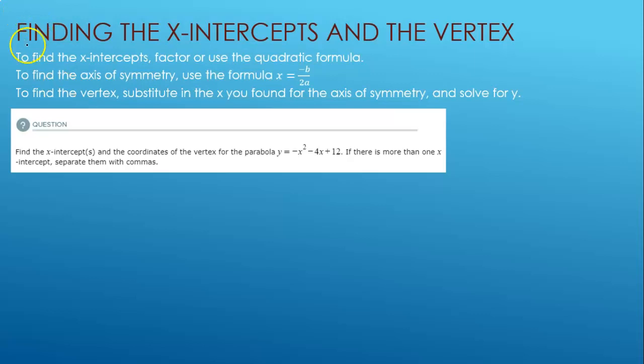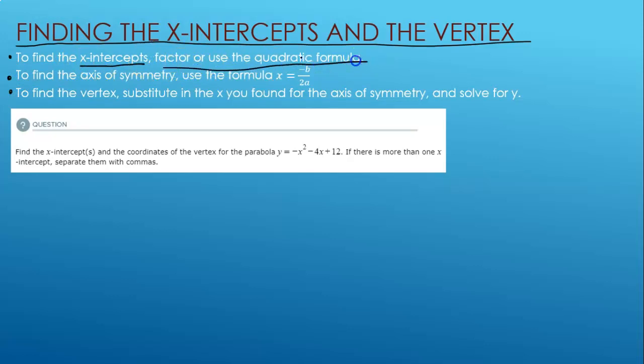All right, so now, new topic, finding the x-intercepts and the vertex. You're going to want to write these notes down to yourself. You don't have to write every word, but you should write something like x-intercepts colon factor or use the quadratic formula. Axis of symmetry colon x equals negative b over 2a. Vertex, substitute in the x and solve for y. Make sure you've got all that down before we move on.